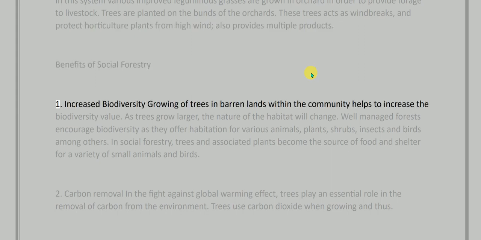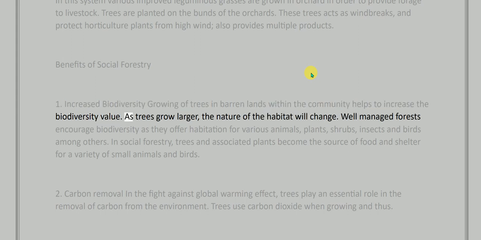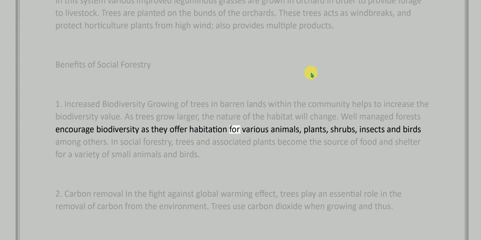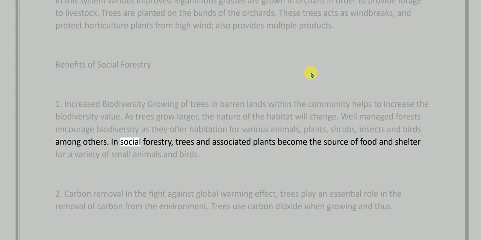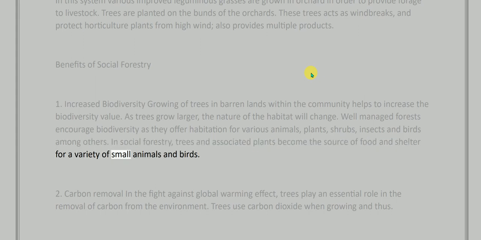Benefits of social forestry. 1. Increased biodiversity. Growing trees in barren lands within the community helps to increase the biodiversity value. As trees grow larger, the nature of the habitat will change. Well-managed forests encourage biodiversity as they offer habitation for various animals, plants, shrubs, insects and birds among others. In social forestry, trees and associated plants become the source of food and shelter for a variety of small animals and birds.